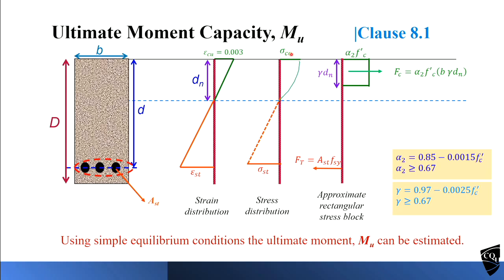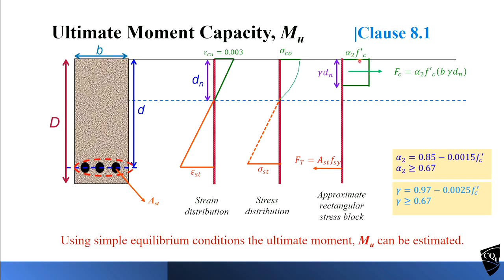We will approximate this one like this. What we'll do is draw an equivalent area. This is called the approximate rectangle for concrete stress. So we don't need to worry about this distribution; we need to calculate this distribution here.